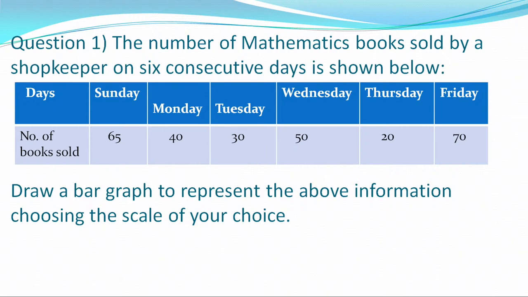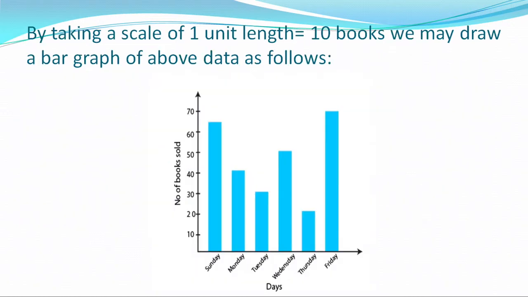We are supposed to draw a bar graph to represent the above information choosing the scale of your choice. Now see, how do we make the choice of proper scale for the particular bar graph? Let's see here. By taking a scale of 1 unit length, that is 10 books, we may draw a bar graph of above data as follows.